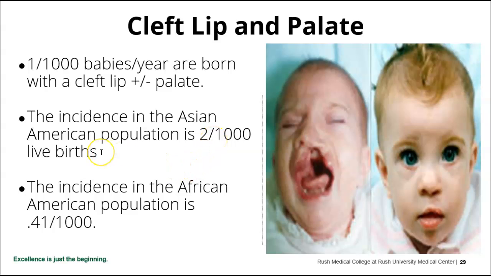So the incidence in the Asian American population is about 2 in 1,000 live births, and the incidence in the African American population is 0.41. So it's 1 in 1,000 in the Caucasian population, double that in the Asian American, and half of that in the African American. Every ethnic group is at higher risk for some things, lower risk for other things. And so when I'm doing genetic counseling, it's not as important for you to memorize these numbers. Do not memorize these numbers, but just know that every population is at a higher risk of some things than others.